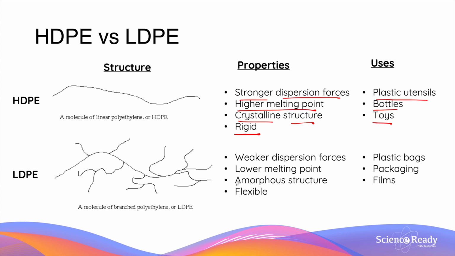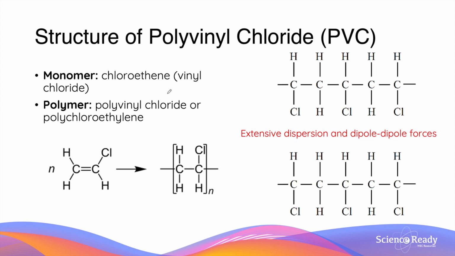In contrast, the branched form of LDPE has a much weaker dispersion force and therefore has a lower melting point than HDPE, and it also has an amorphous structure which allows for its flexibility. Again, these properties are very useful in its application in plastic bags, packaging, and films, all of which require some degree of flexibility. The next addition polymer is polyvinyl chloride, PVC.